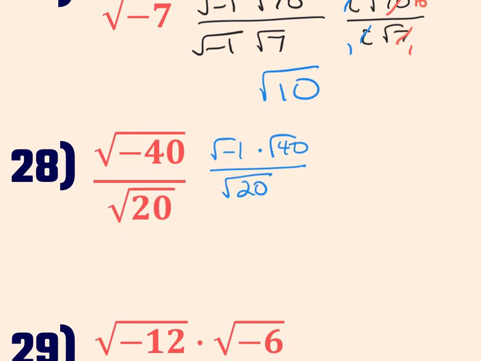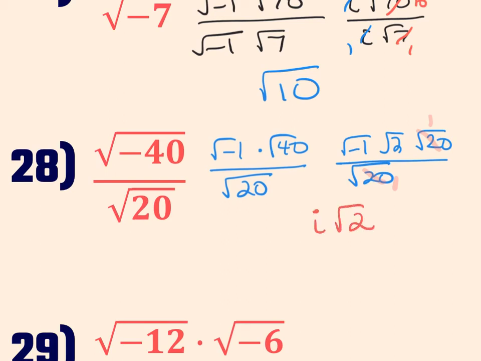So for here, either simplify 40 and 20 and make it a square root of 2, or again, you could break down the 40. And then these cancel, become 1's. And then the square root of -1 is i, and then the 2 stays.